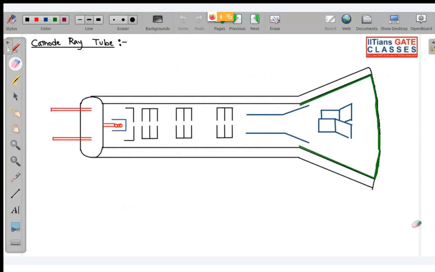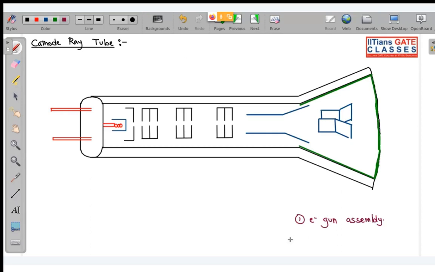Next we have to see the cathode ray tube. What is this cathode ray tube? The cathode ray tube consists of mainly 4-5 parts. One by one, let us see those parts. First is the electron gun assembly. Now what is this electron gun assembly? It is basically this much part.